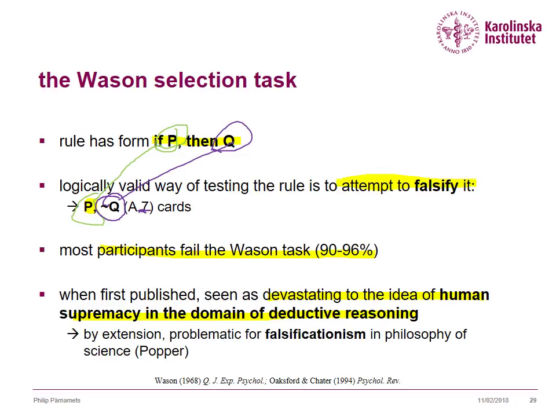And by extension, this is also problematic for our hopes in terms of scientific discourse, because one of the dominant ideas in the philosophy of science in the 20th century, due to the philosopher Karl Popper, is the idea of falsificationism.